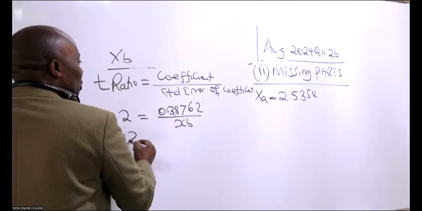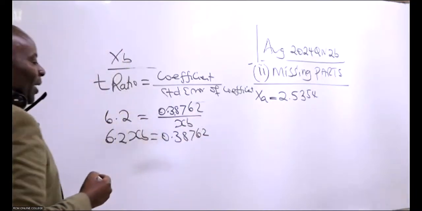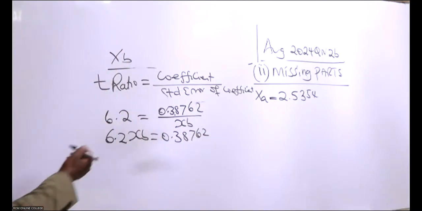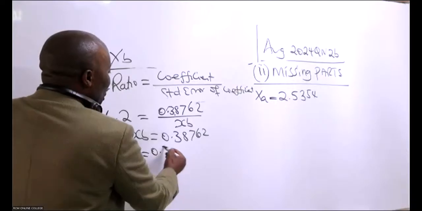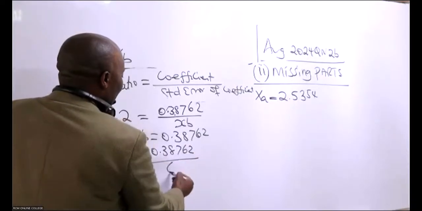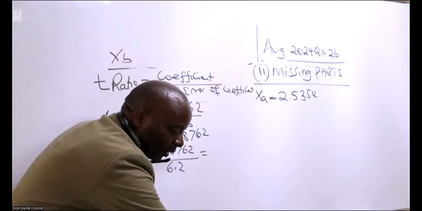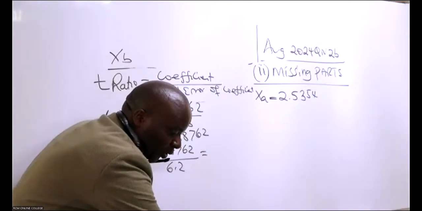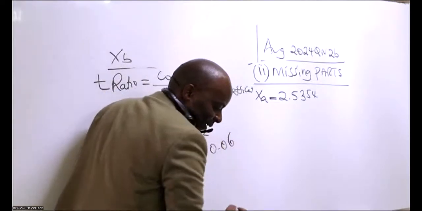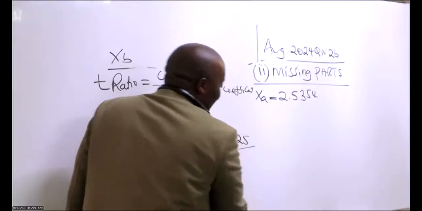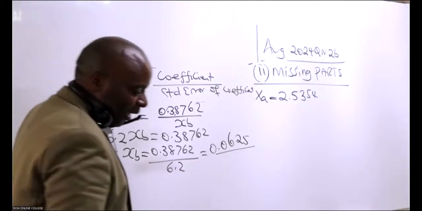So make XB the subject. It will be 6.2 XB equals 0.38762, isn't it? I've just cross multiplied. Then XB will be 0.38762 divided by 6.2, which will end up giving me what figure? Thank you so much, Quinta Atieno. 0.0625, isn't it? Whatever you're getting is really resonating well with my physical students over here.